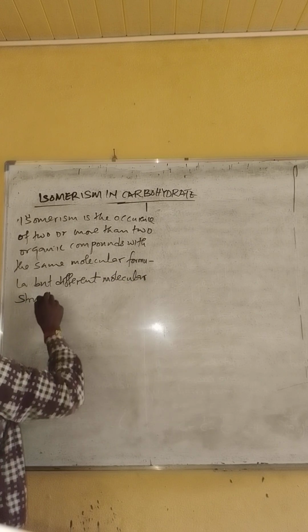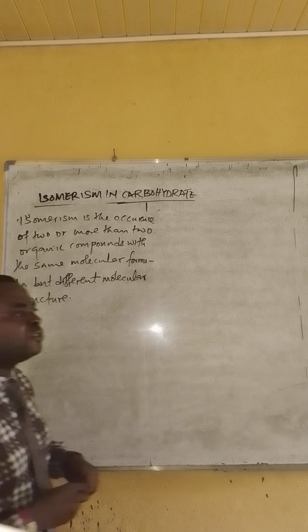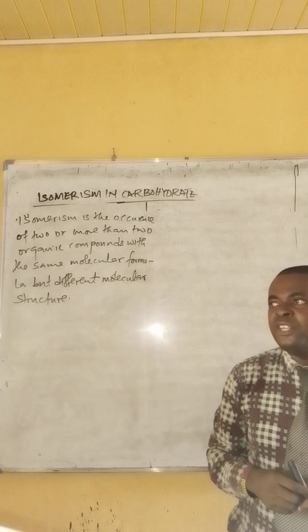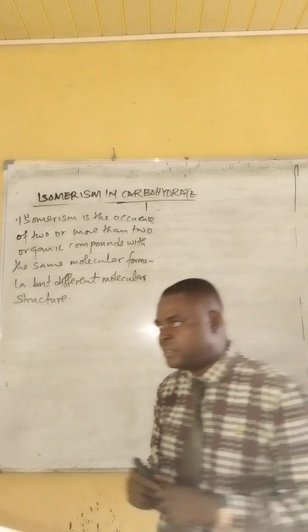Some people used to make a mistake. They define isomerism as the occurrence of two or more organic compounds with the same molecular formula but different structural formula. No, that one is the definition of one of the two types of isomerism called structural isomerism.